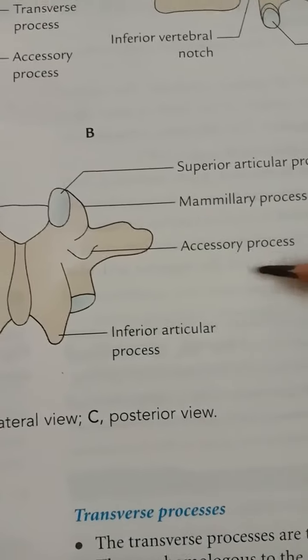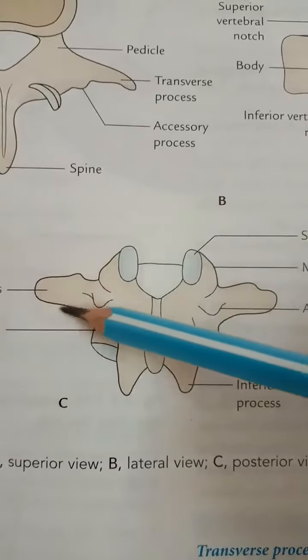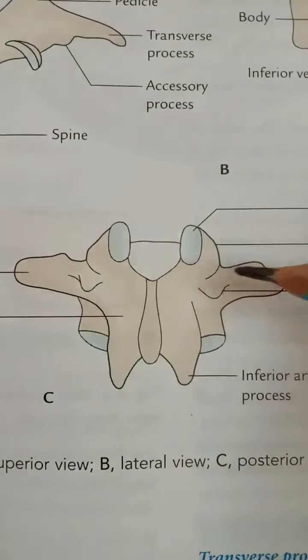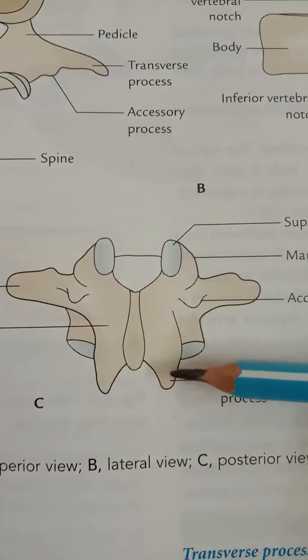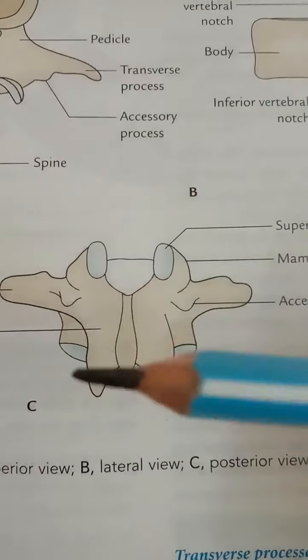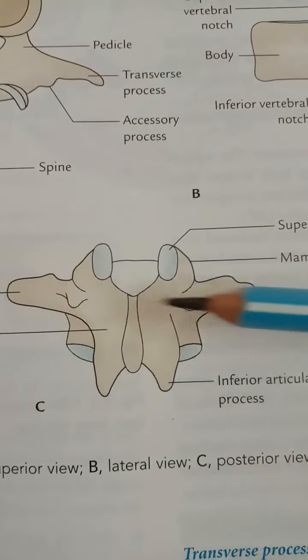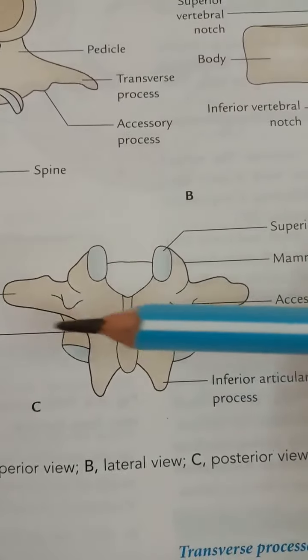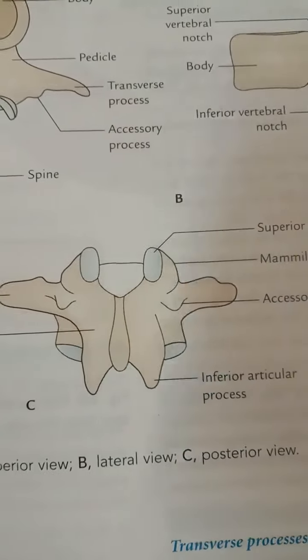Here, posterior-inferior to the transverse process, these are the two transverse processes, and this is the accessory process. The length of the transverse process increases from the L1 to L3 vertebra, and then it decreases.